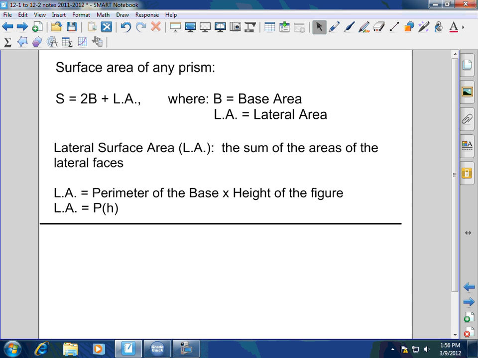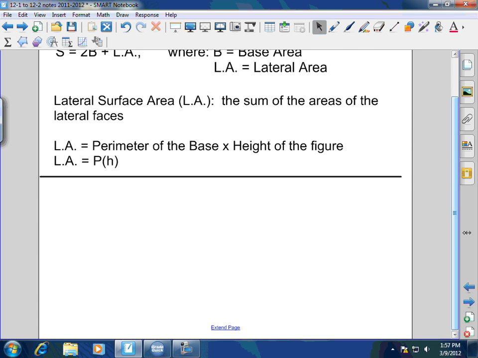So surface area of any prism is 2 times the base area plus the lateral area, which is the base perimeter times height. That is the formula. With this formula, you have replaced making the net for any prism and therefore saving lots of time. Yes, sir? I didn't say the height of the perimeter. This is the perimeter of the base times the height of the figure. I mean the height of the figure.